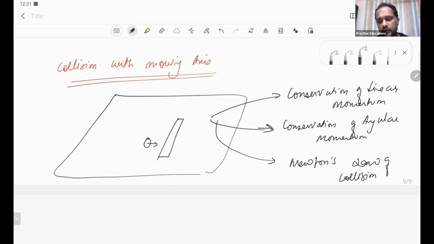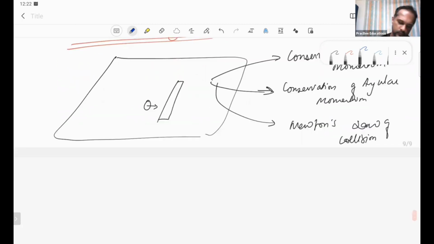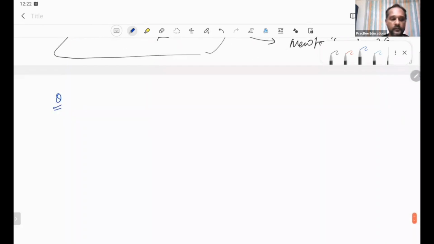Fine. So whenever a collision comes up in rotational motion, you need to think about these three equations. Apart from these, you don't need to think about any other equation. So let's take a question. You will try to solve this question.